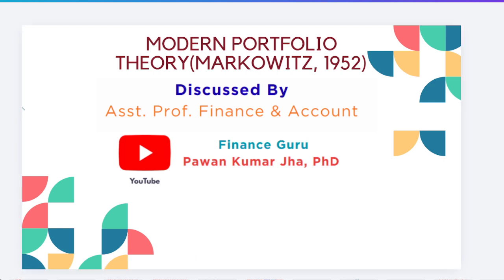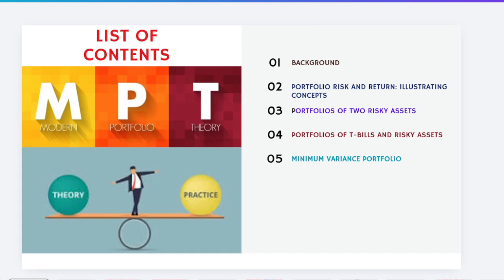Based on this background, now let's talk about what we are going to discuss today. This is all about the background which I just discussed. Then we will discuss portfolio risks and returns, illustrating the concept, a portfolio of two risky assets, and a portfolio of the treasury bill, T-bills, that is the risk free asset, and the risky assets. And finally I will discuss the minimum variance portfolio, friends.